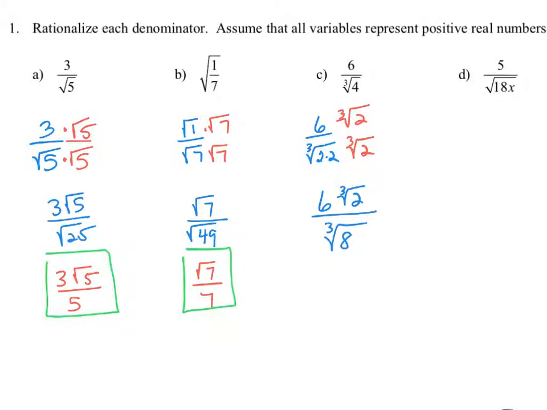Now since 8 is a perfect cube, the denominator will simplify so that we get our expression as 6 times the cube root of 2 in the numerator and 2 in the denominator, because the cube root of 8 is equal to 2. Now we can simplify one step further. Since 2 is an even number and 6 is an even number, we can divide those out. 2 goes into 6 3 times, and we end up with our final answer of 3 times the cube root of 2.